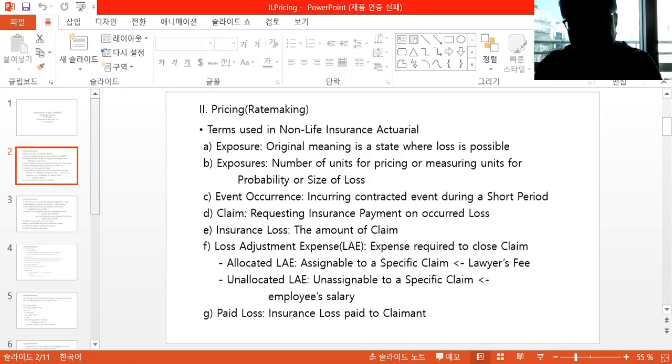There are two types of loss adjustment expense, or LAE. The first one is called allocated, which means it's assignable to a specific claim. An example is a lawyer's fee. The other is unallocated LAE, which is unassignable to a specific claim. An example is an employee's salary. Next, there's paid loss. That's insurance loss paid to the claimant to compensate for the claimant's injury.